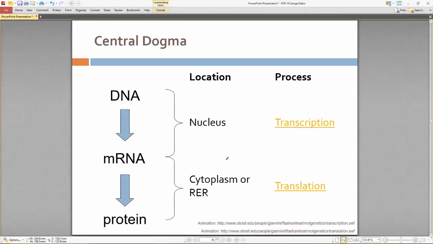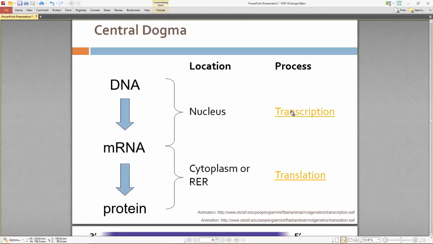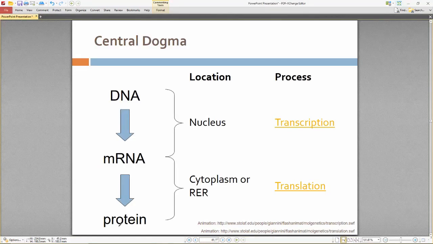Right, so before we go further, we need to talk about something called the central dogma. And the central dogma is basically a diagram that shows how DNA, mRNA, and protein are related. So here is a very, very simple example of what could be a central dogma. DNA is converted to mRNA in the nucleus through a process called transcription. mRNA is converted to proteins either in the cytoplasm or rough endoplasmic reticulum through translation. But this is only a portion of the actual central dogma.